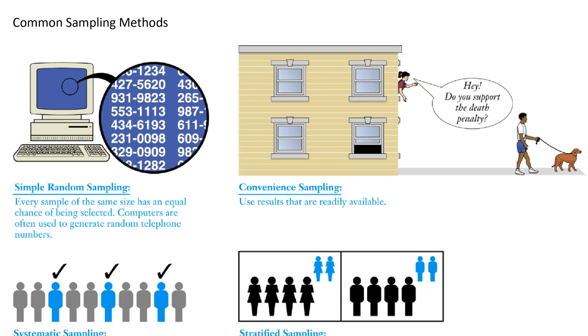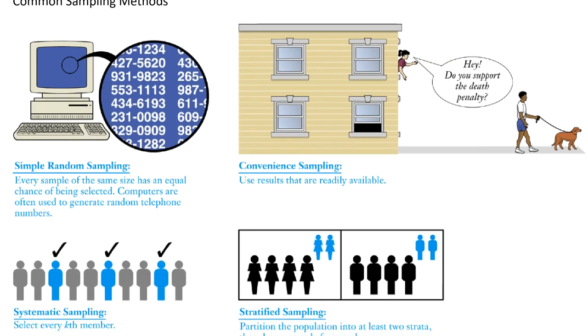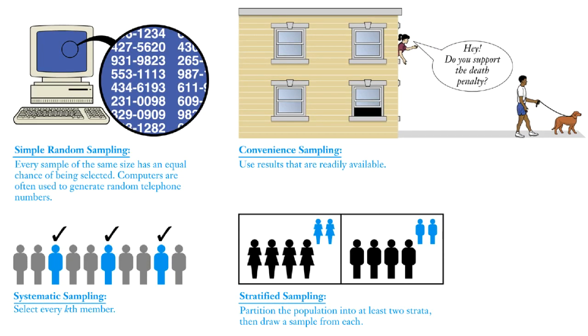So next up, we're going to talk about some common sampling methods. Right? So first up is simple random sampling. Essentially, this just means that random people from the population are selected. In real life, a lot of the time that means computers will just generate random phone numbers, and those random phone numbers are called. There's your sample.